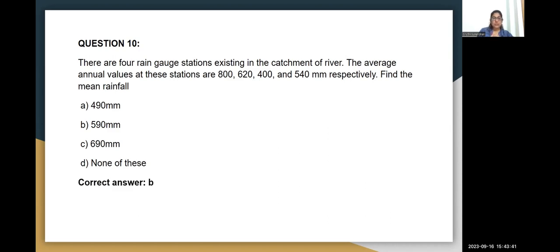Okay. So the method to be used here will be the arithmetical mean method, where you'll just add all these numbers and divide it by 4. Since, like I said, there's only the number of rain gauge stations and the values at each rain gauge station that are provided, and there are no values of the area provided, from the data available we can only find the average of these values. So the average of 800, 620, 400, and 540 would be 590 mm, which will be the correct answer. Option B will be the correct answer.